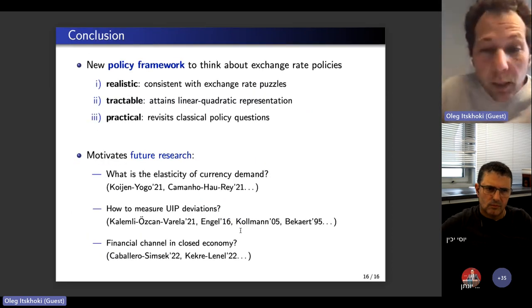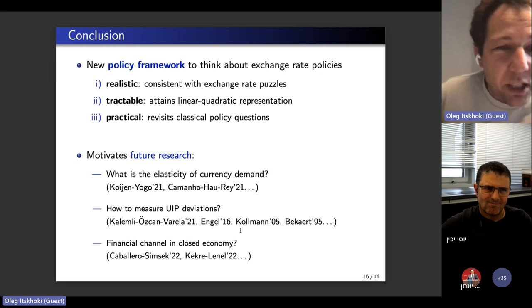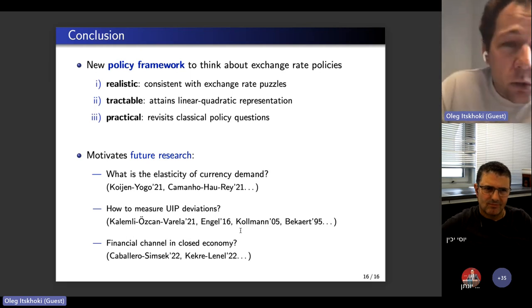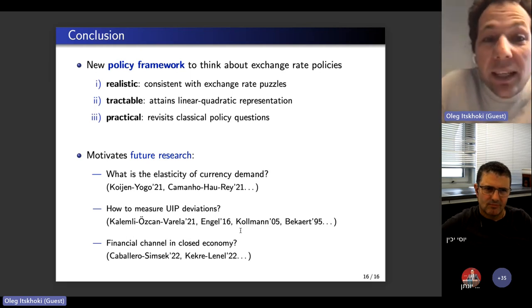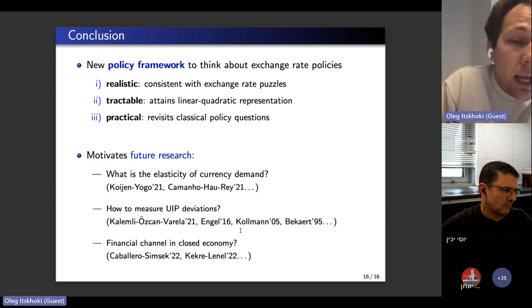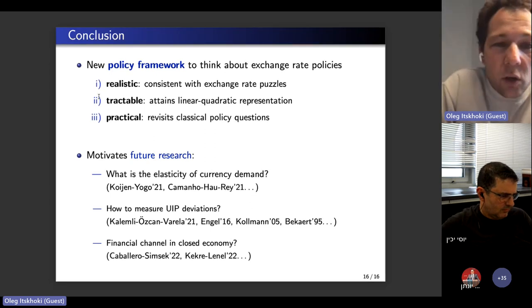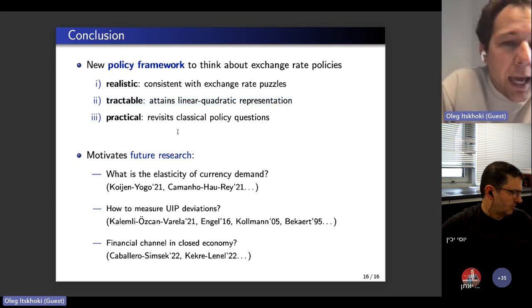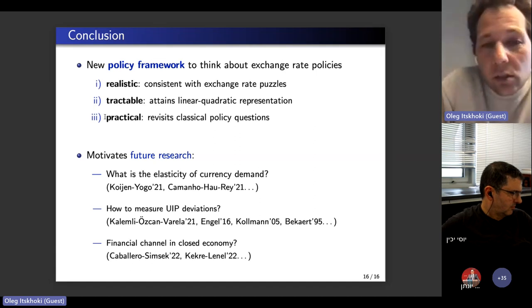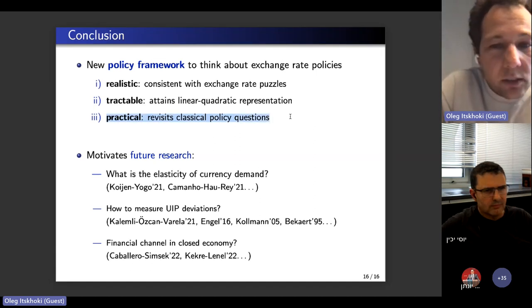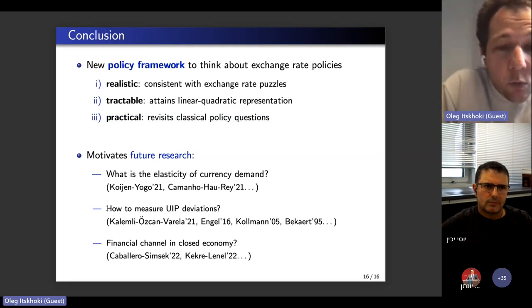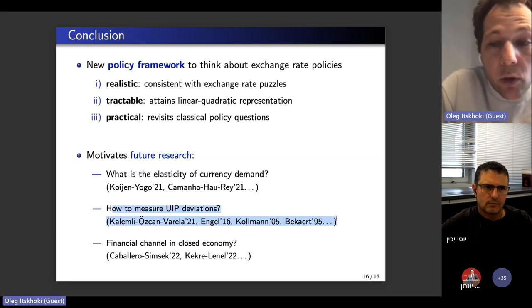I have to stop here, but I think I covered pretty much everything. Our goal here was to derive a fairly realistic framework, realistic in the sense that it's consistent with exchange rate models, with the Meese-Rogoff puzzle and other exchange rate puzzles, and that it's tractable so we can discuss a fairly simple policy problem, and that we can revisit a lot of the issues about optimal exchange rate policy in the context of this new framework. I think, where should we go next? It's kind of obvious that the really big part of the analysis is to learn to measure UIP deviations.